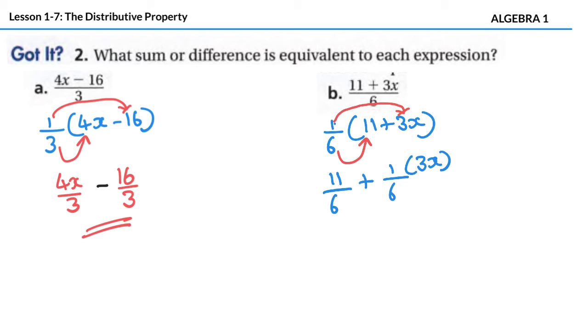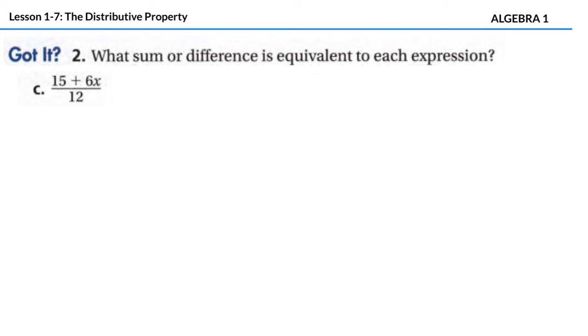But can I divide 3 and 6? Yes. 3 one time is 3 and 3 two times is 6. So now my new fraction is 11 over 6 plus 1 times 1x is x over 2. This is the sum of this fraction. Let's try another.